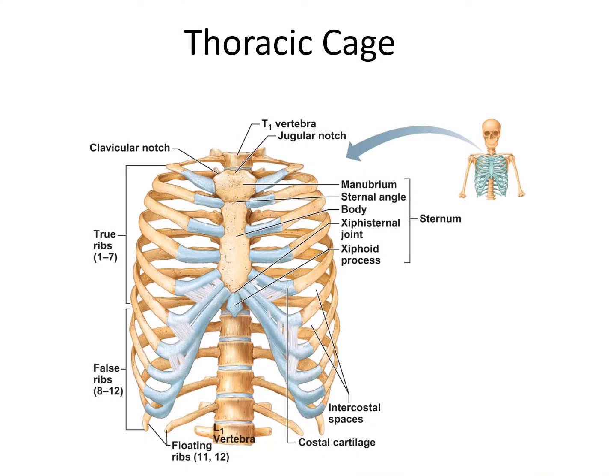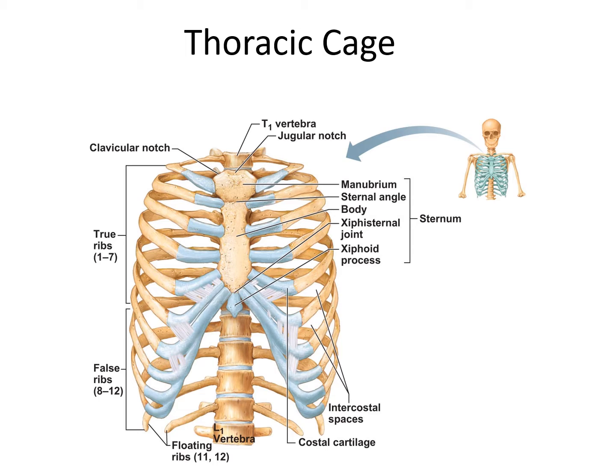Let's look now at the thoracic cage, sometimes referred to as the bony thorax. It consists of the sternum, also referred to as the breastbone, the costa or ribs, and technically the thoracic vertebrae to which the ribs articulate or form a joint with. However, in this discussion, we're not going to talk about the vertebrae because we've already talked about them.